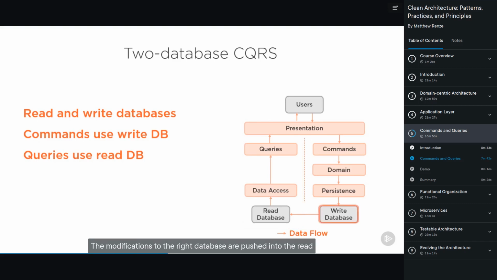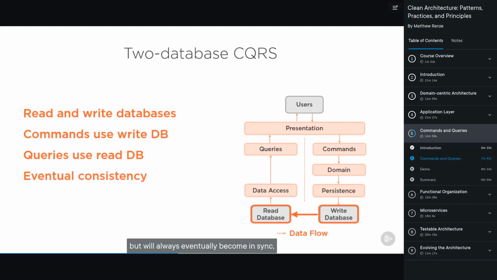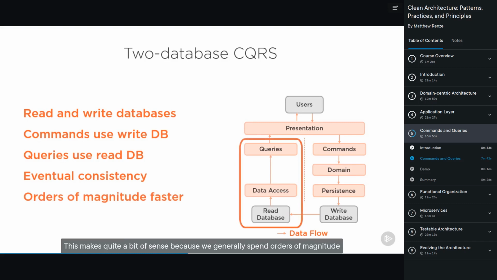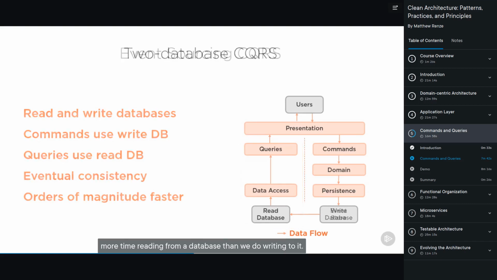The modifications to the write database are pushed into the read database either as a single coordinated transaction across both databases or using an eventual consistency pattern. That is, the 2 databases may be out of sync temporarily, but will always eventually become in sync, typically on the order of milliseconds. This type of CQRS is more complex than the first, but can afford orders of magnitude improvements in performance on the read side of the system. This makes quite a bit of sense because we generally spend orders of magnitude more time reading from a database than we do writing to it.